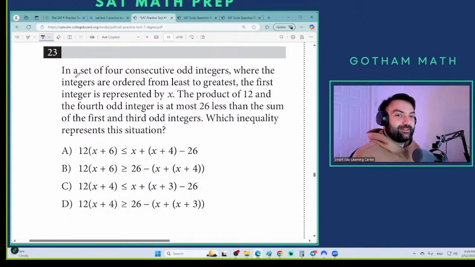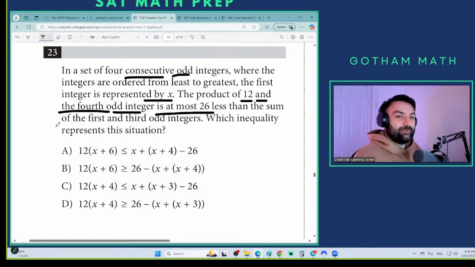Okay, let's go. In a set of four consecutive odd integers, where integers are ordered from the least to the greatest, the first integer is represented by x. The product of 12 and the fourth odd integer is at most 26 less than the sum of the first and the third odd integer. Ooh, okay. Which inequality represents this situation?